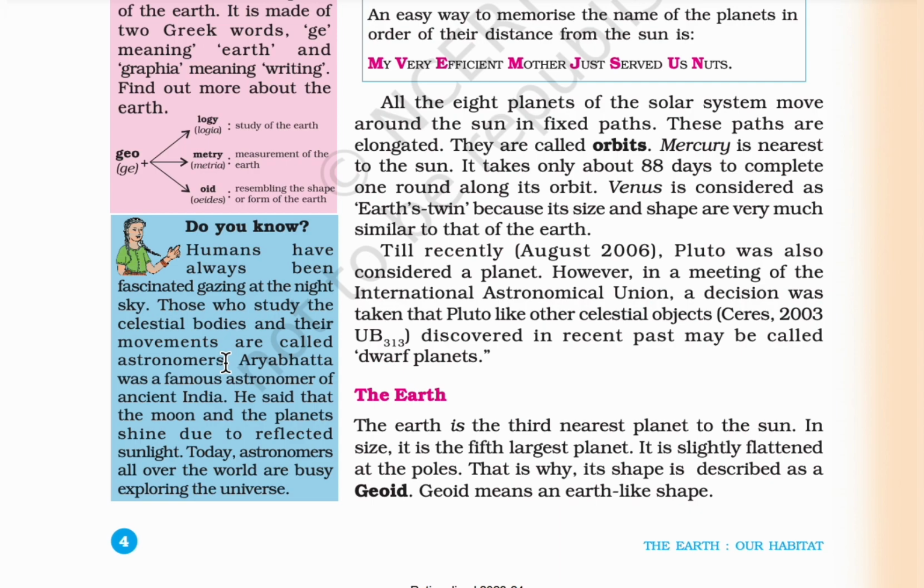So Aryabhatta was the famous astronomer of ancient India. He already said that the moon and other planets shine due to the reflected sunlight. Okay, those which shine in the night sky are called the celestial bodies. So the moon and the other planets that shine due to the reflected sunlight are also called the celestial bodies.